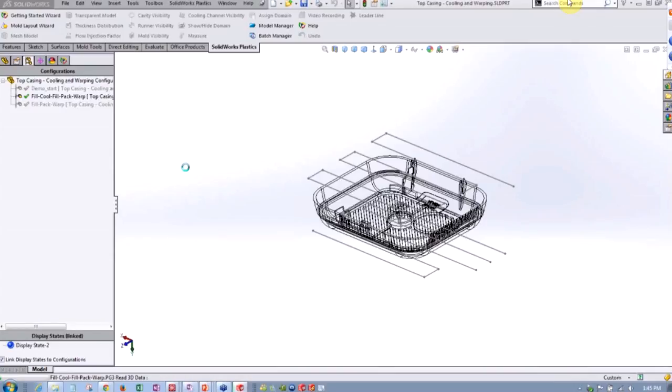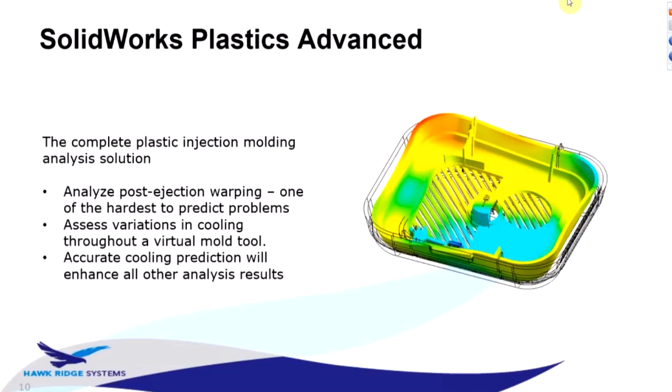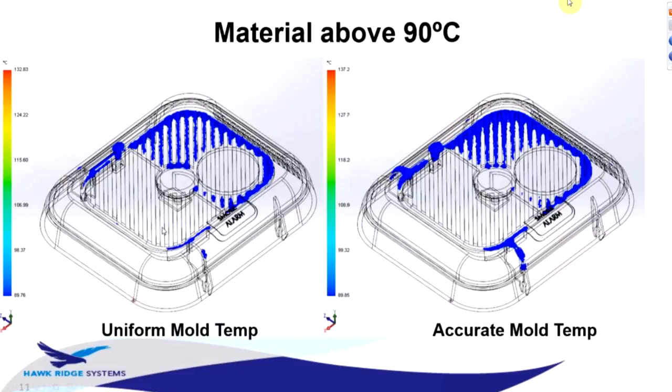We'll go back to our configuration that has the finished results and look at the results from a cooling and warping SOLIDWORKS Plastics Advanced analysis. But basically, if we compare results from an accurate mold temperature with a cooling system versus one done without SOLIDWORKS Advanced, for material above 90 degrees C, pretty close. We see some areas where it's a little bit greater extent to that temperature over in my accurate mold.